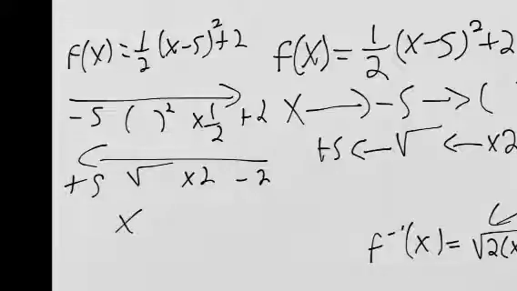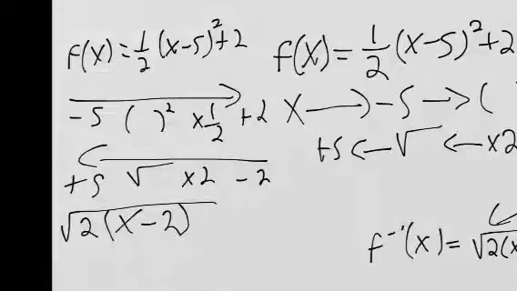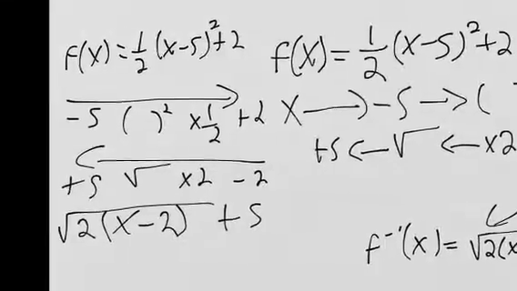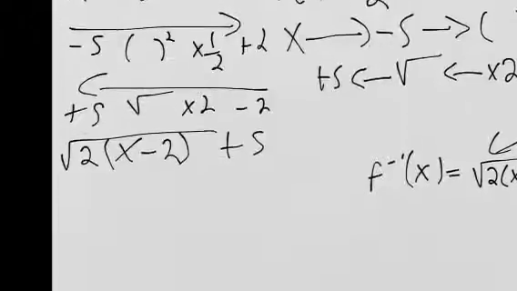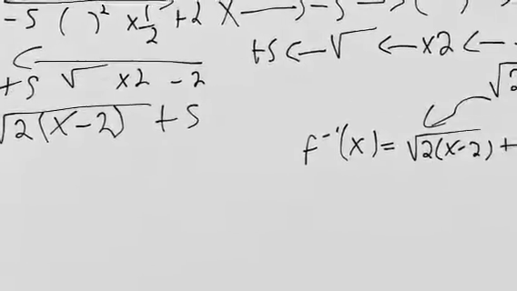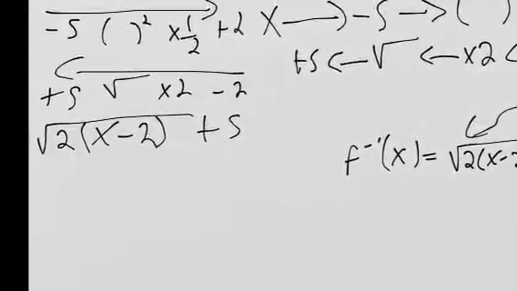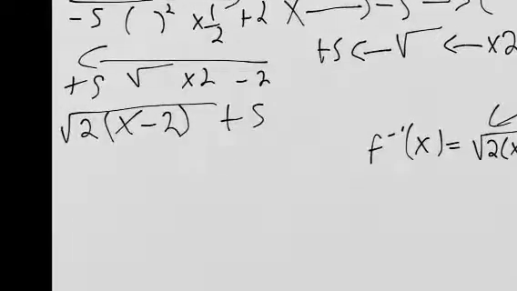We get x minus 2 multiplied by 2, square root that whole thing, and then add 5. That's our inverse. Okay, so now what we need to do is plug the inverse into the original function. I'll rewrite the original function one more time so you have them next to each other.